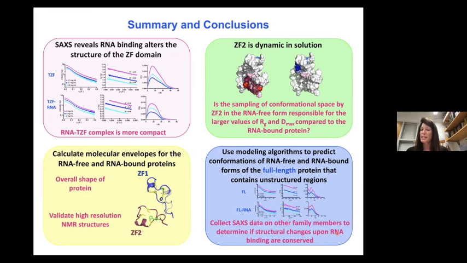So does RNA binding to just the zinc finger domain cause an overall global conformational change in these proteins? Is that a conserved mechanism? And with that, I will take questions and input. And I'd also like to convey that we are in the process of writing up a manuscript and we'd like to include the SAXS data. So any input you have would be extremely valuable to us.